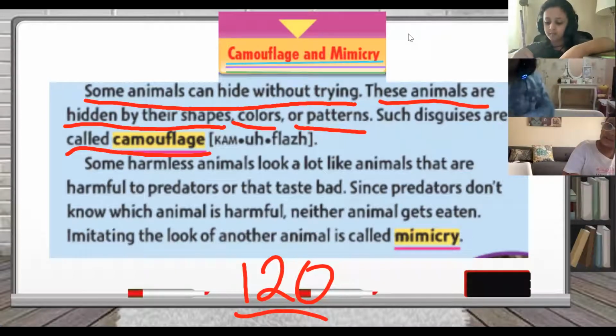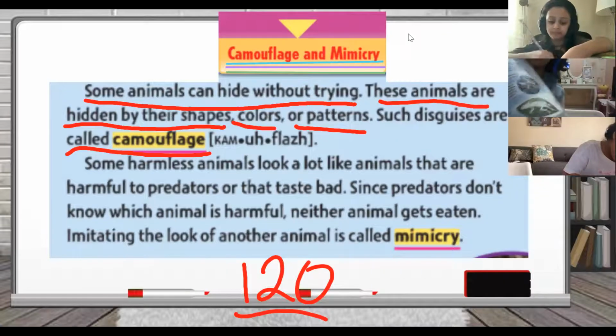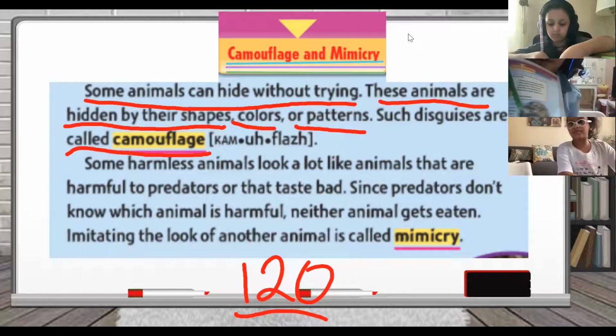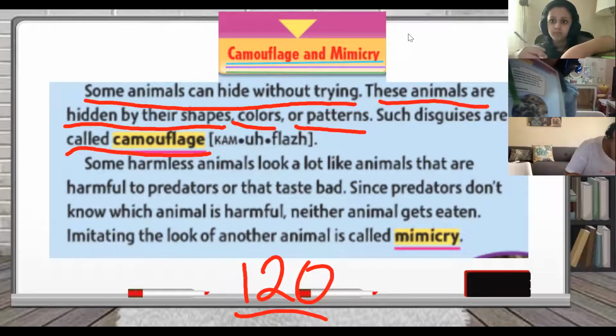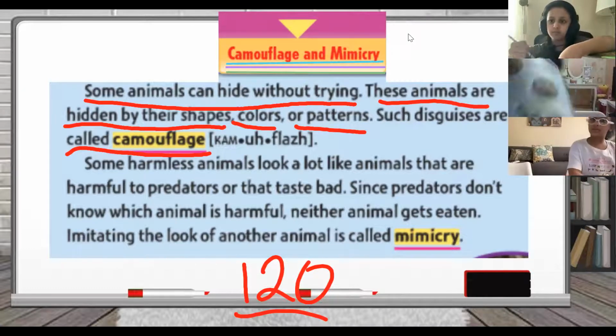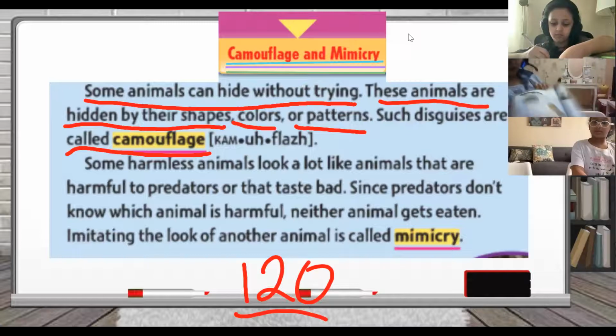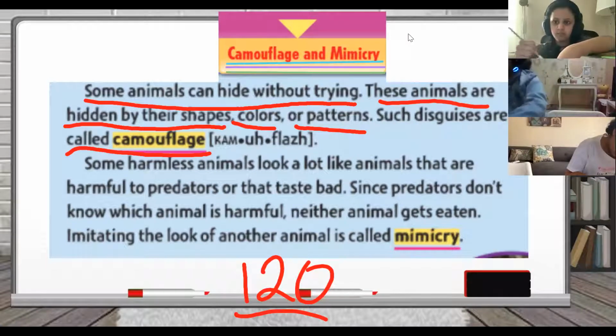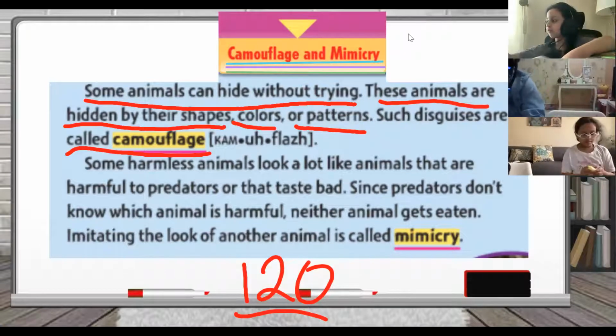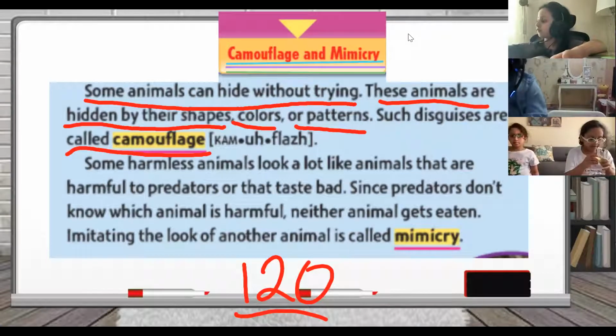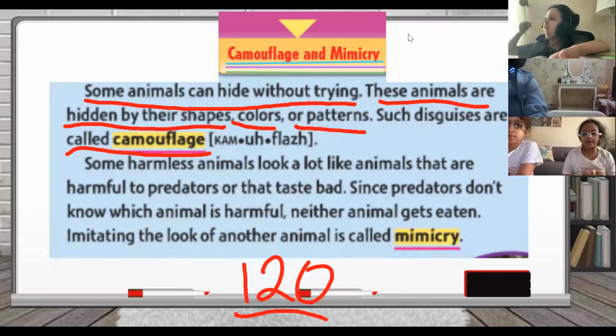This animal, I want to know what it is. It's a rock. It is an animal. Yes, this is camouflage. This is how animals can be hidden, but they don't mean to. They are just like that because of the shape of their body, or the color or the pattern they have. Very good.